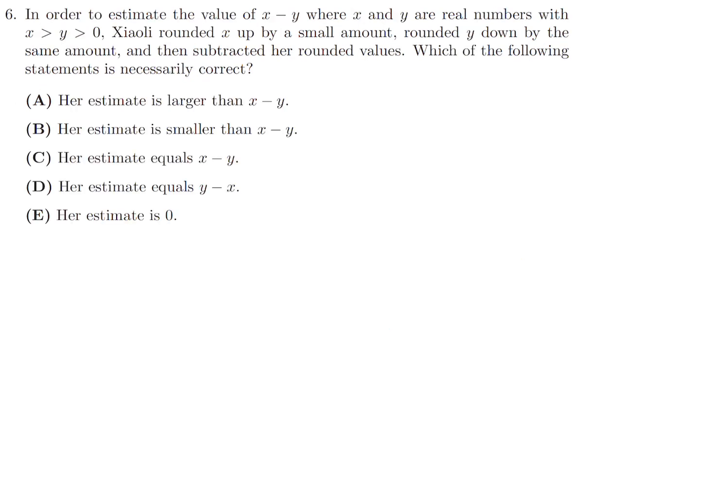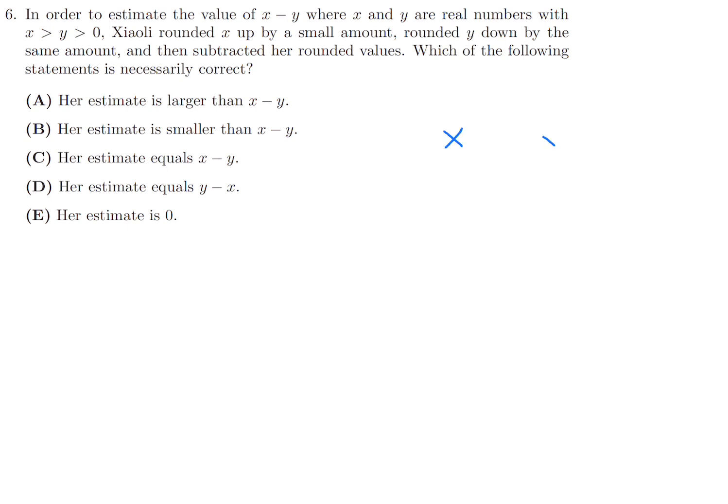In order to estimate the value of x minus y, where x and y are real numbers with x greater than y and greater than 0, Zhao Li rounded x up by a small amount and rounded y down by the same amount. Then she subtracted her rounded values. Which of the following statements is necessarily correct?